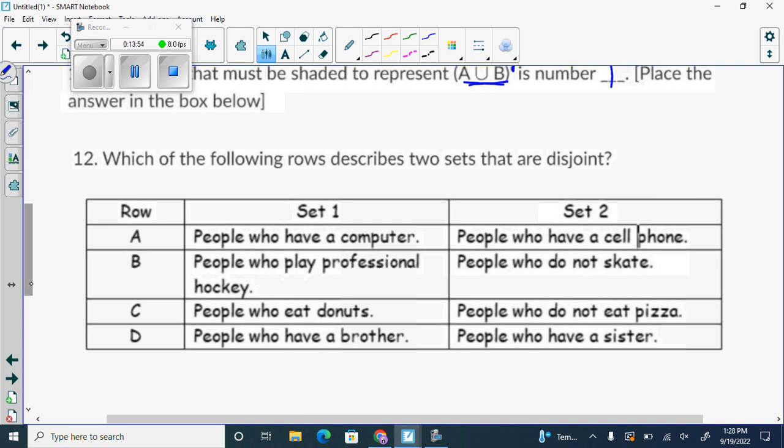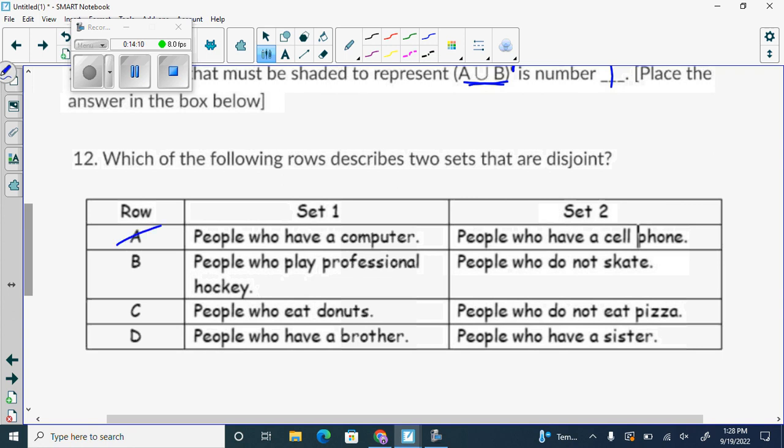This one wants 2 sets that are disjoint. Disjoint means they can absolutely not have something in common. It doesn't mean that I can find examples where this is not true. It means for everything they're not in common. So I have people who have a computer, people who have a cell phone. Well, there are people who have both.